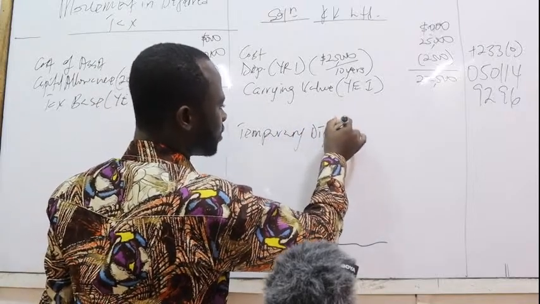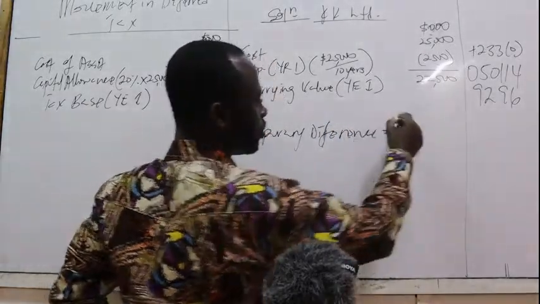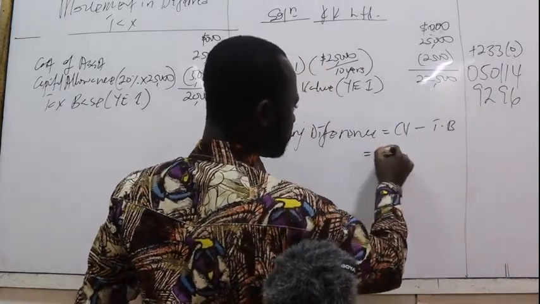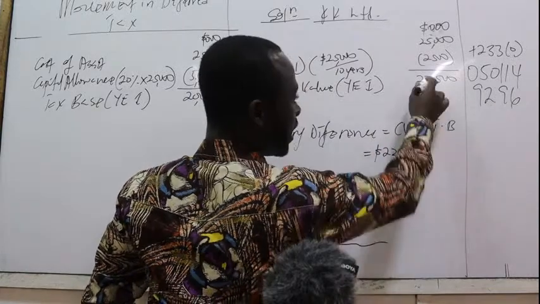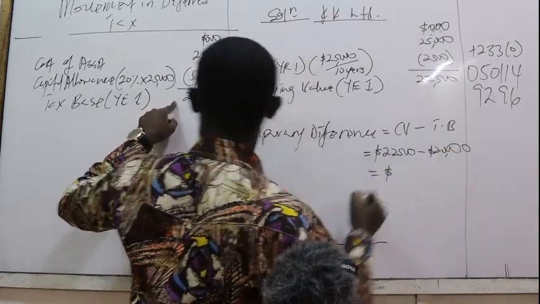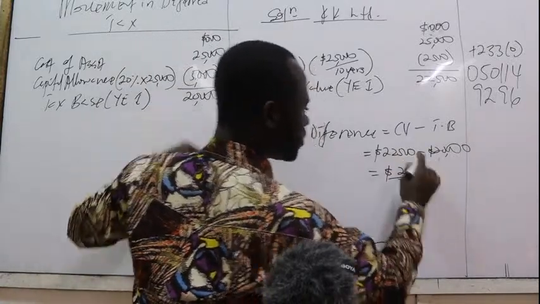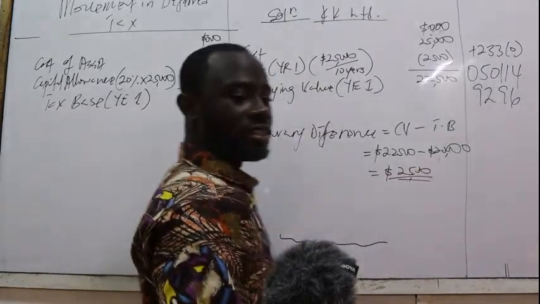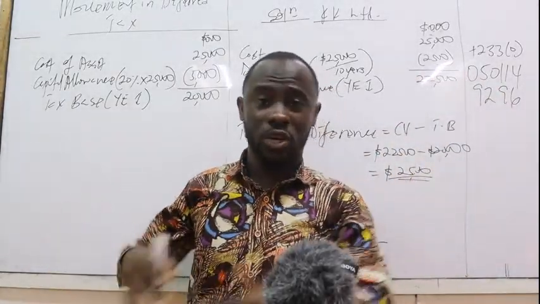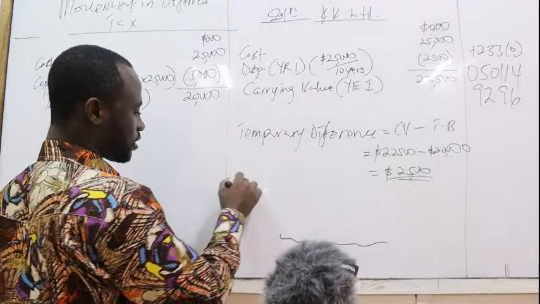And the temporary difference, like we said earlier, will be equal to the carrying value of the asset minus the tax base. So our carrying value here is 22,500, and then the tax base is 20,000. Okay, stay with me carefully. Now, what do we have here? We have 2,500. That becomes the temporary difference. Like you can see here, we are getting a positive temporary difference. Now, when we get a positive temporary difference, what does it result in? It results in deferred tax liability.